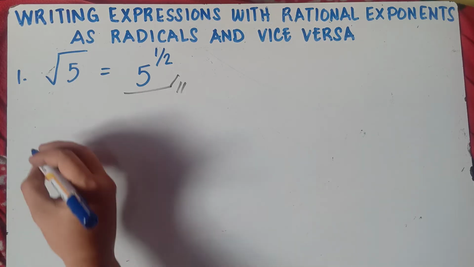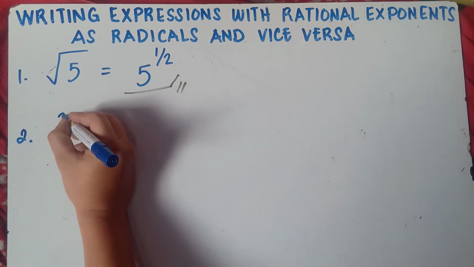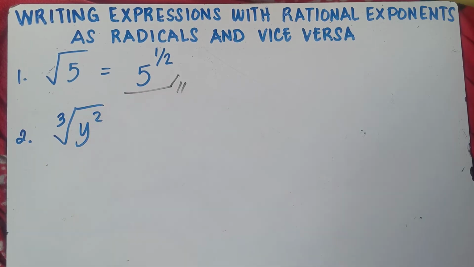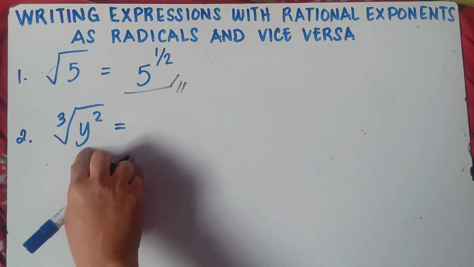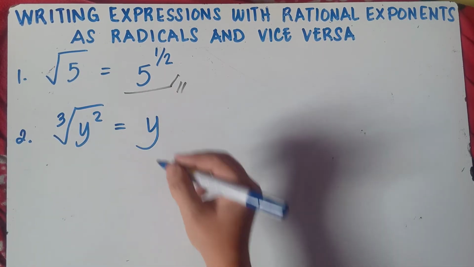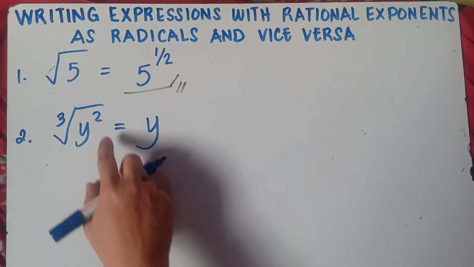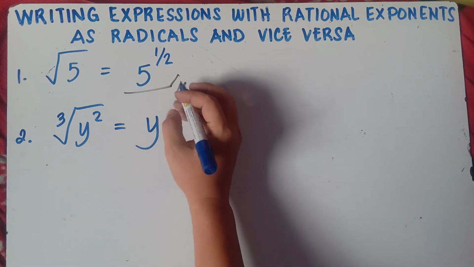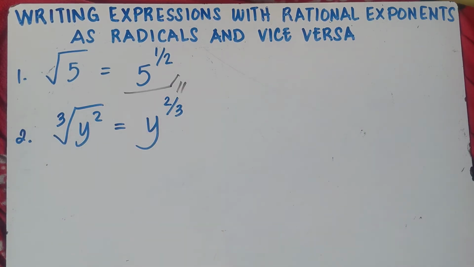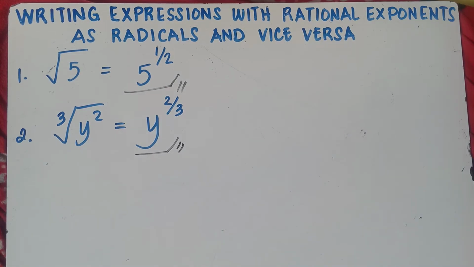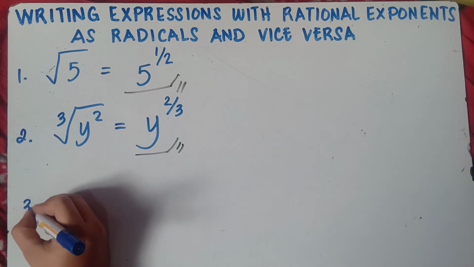Let's try number 2. What if you have cube root of y squared? Once again, simply copy y. Then this 2 will be the numerator of the fraction, and this index 3 will be the denominator. That's it, class. That's how you convert this radical into rational exponents. Easy, right?